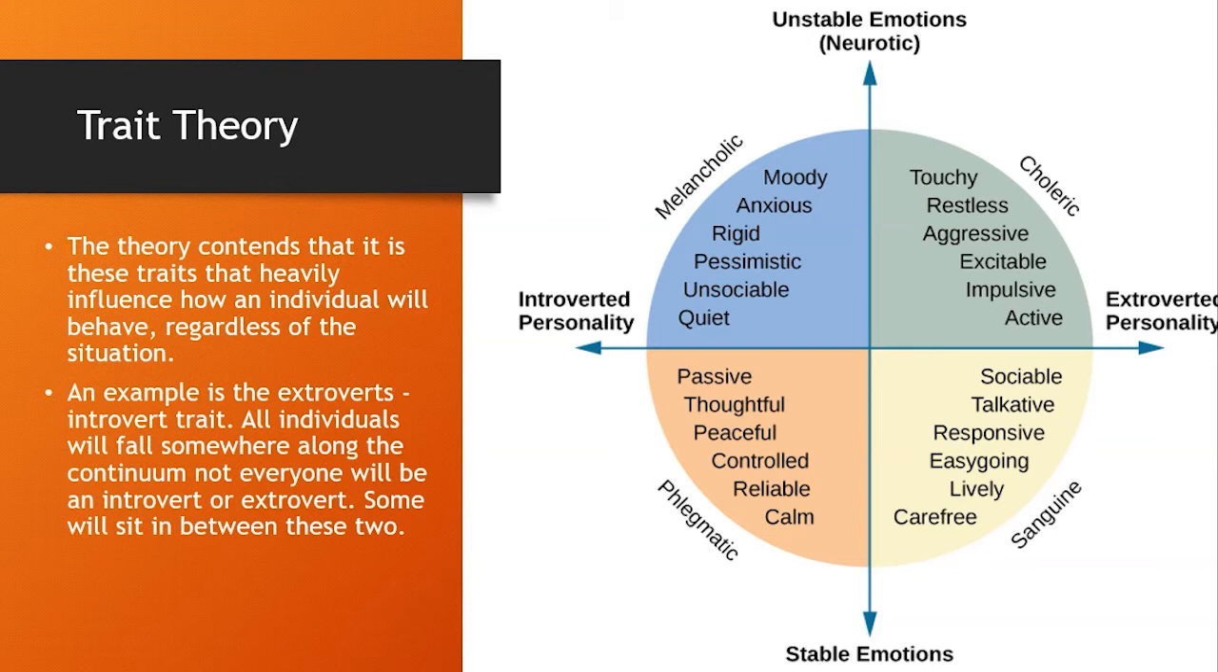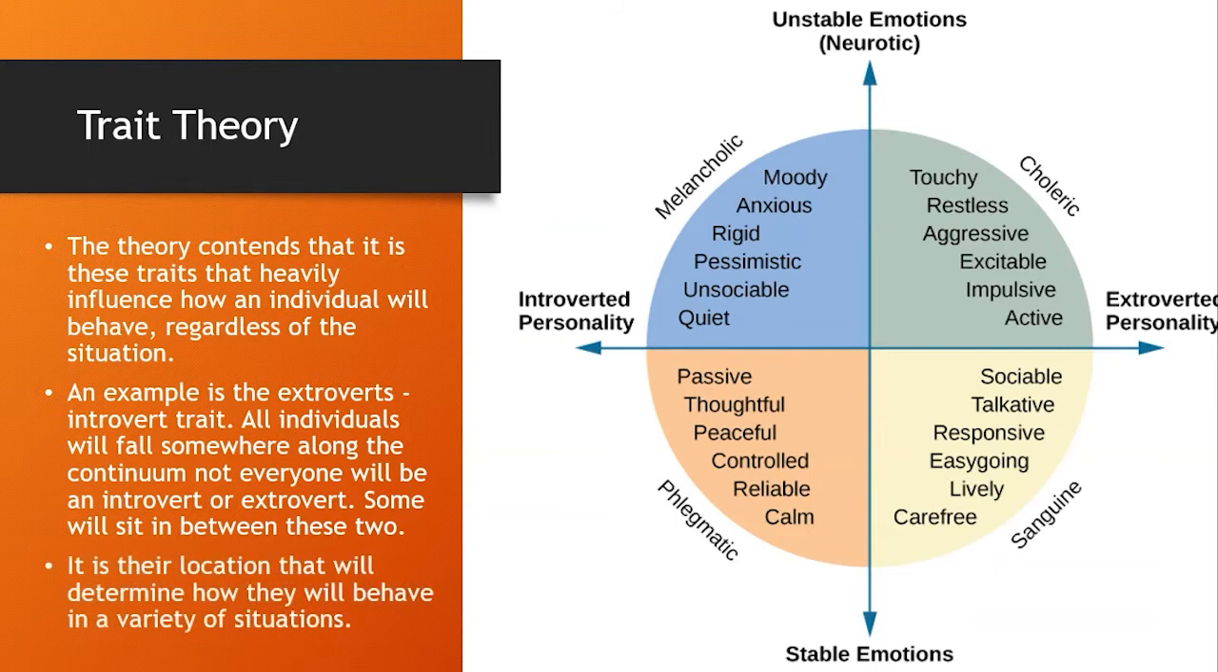All individuals will fall somewhere along this continuum. No one is normally completely introverted or completely extroverted. They wouldn't be able to function in society. We will fall somewhere between these two extremes. And it is their location that will determine how they will behave in a certain situation. If we are generally quite introverted, no matter what situation we put you into, you will act in that way. So trait theory is that traits are inherited, they are enduring, and they can predict a person's behavior.